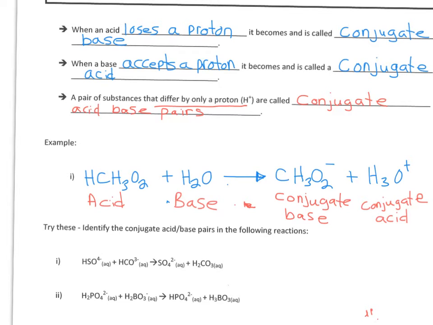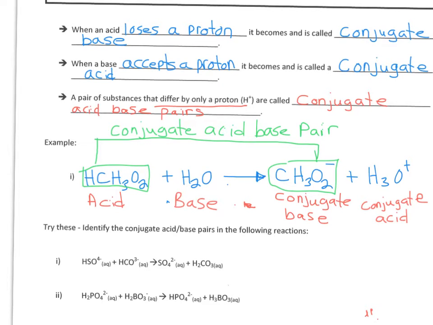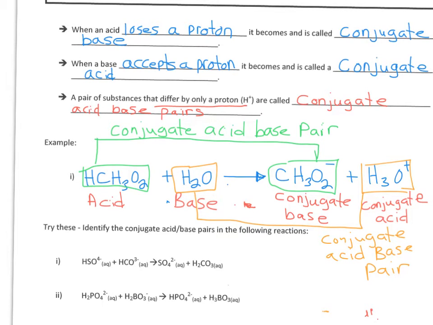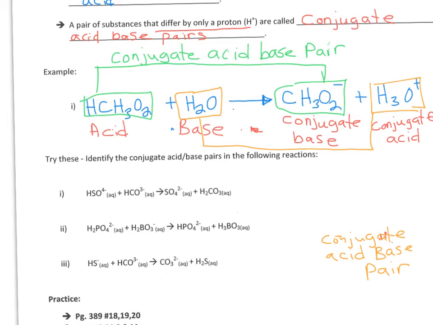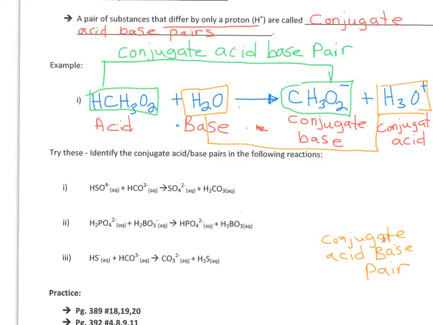So then looking, this and this is a conjugate acid-base pair. And our other conjugate acid-base pair is our water and our hydronium, because they also differ by only a proton. So take a couple minutes and try to classify the conjugate acid-base pairs in these three reactions. So hit pause, and then when you're ready to check your work, hit play.